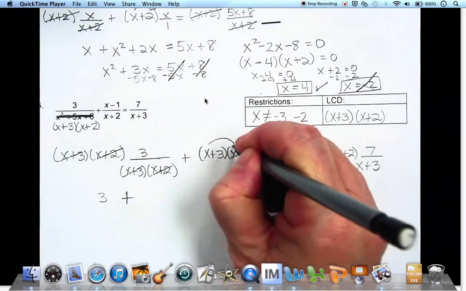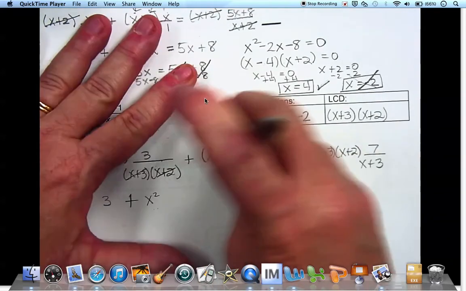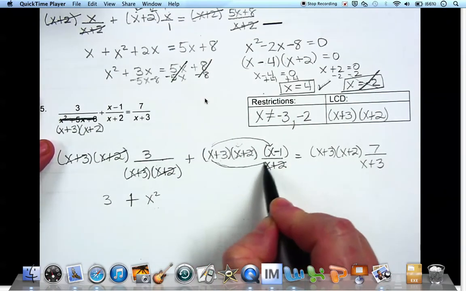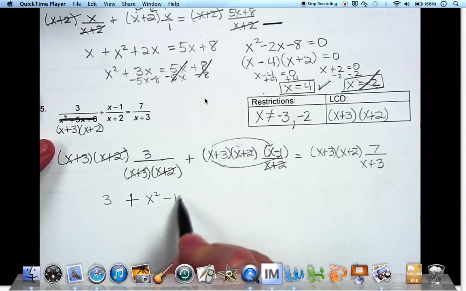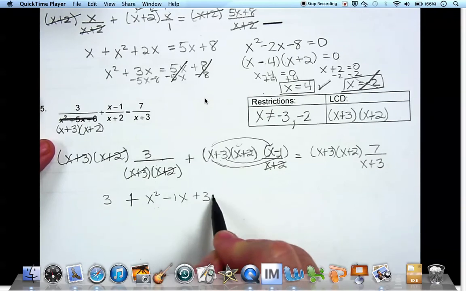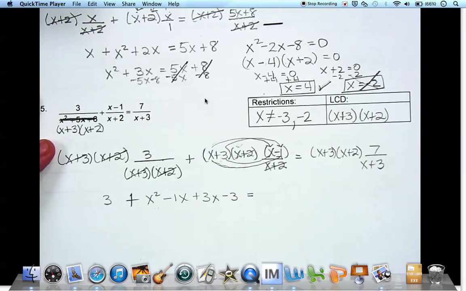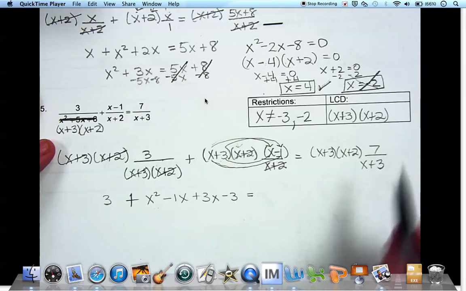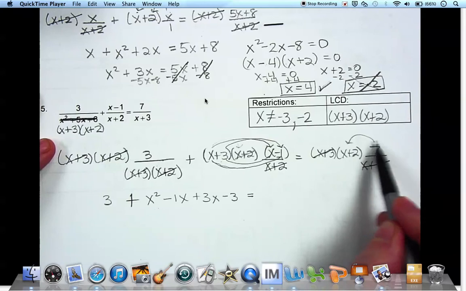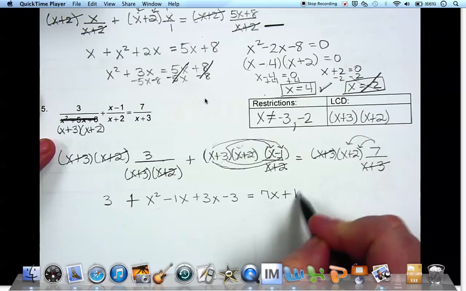So x times x is x squared, and then x times, whoops, wrong x. We got to go from this x to this x. And then x times -1 is -1x. 3 times x is 3x. 3 times -1 is -3. Okay, then that equals, the x plus 3's cancel. So I have x plus 2 times 7. So I'm going to distribute the 7. 7 times x is 7x, plus 7 times 2 is 14.